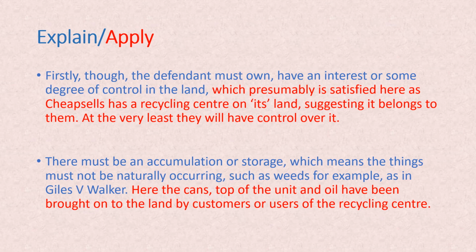Now there must be an accumulation or storage of the items, which means that things must not be naturally occurring, such as weed, for example, as in Giles and Walker. Now here the cans, the top of the unit and oil have been brought onto the land by customers or users of the recycling centre, so there is an accumulation here and a storage.